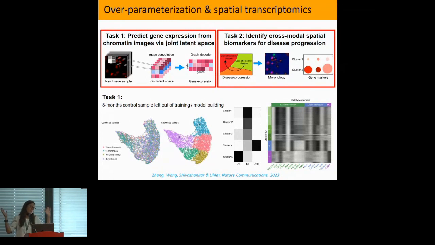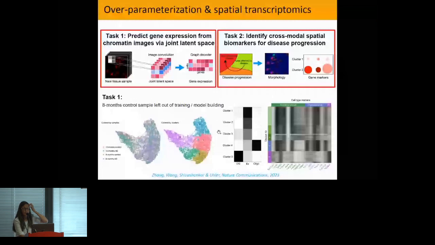So you embed your RNA-seq data of the 8 months mouse of this data set that you've never seen. You do your clustering in the latent space, and then I try to figure out what are my marker genes for each one of the clusters. And you see here that the clusters that we get out on this 8 months mouse, which we have never trained on, are very consistent with the clusters that you would get out.